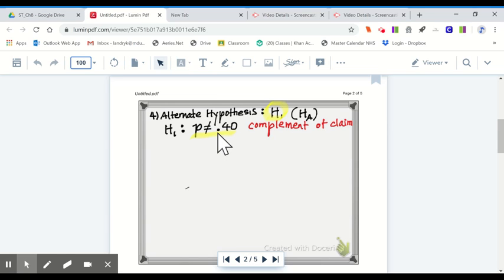This is what we set against the null hypothesis. So since our null hypothesis is P is equal to 0.4, our alternate hypothesis is that P is not equal to 0.4, which is the complement. And those are the 4 steps that we're going to practice.